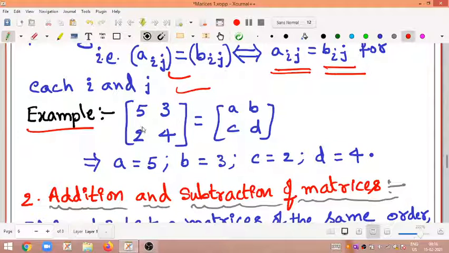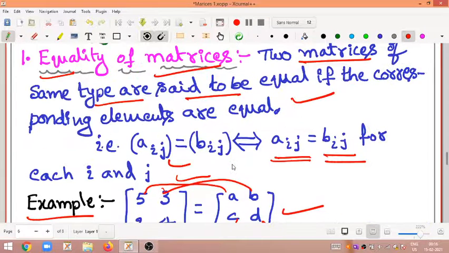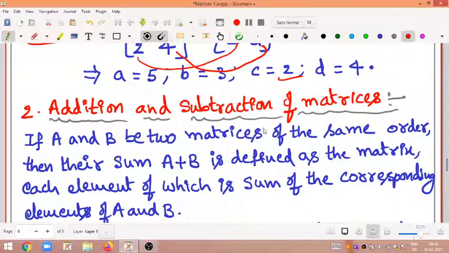See here example: the first matrix 5 3 2 4 is equal to a b c d. Here the corresponding elements are equal. That means a is equal to 5, b is equal to 3, c is equal to 2 and d is equal to 4. So that's why this is equality of matrices.